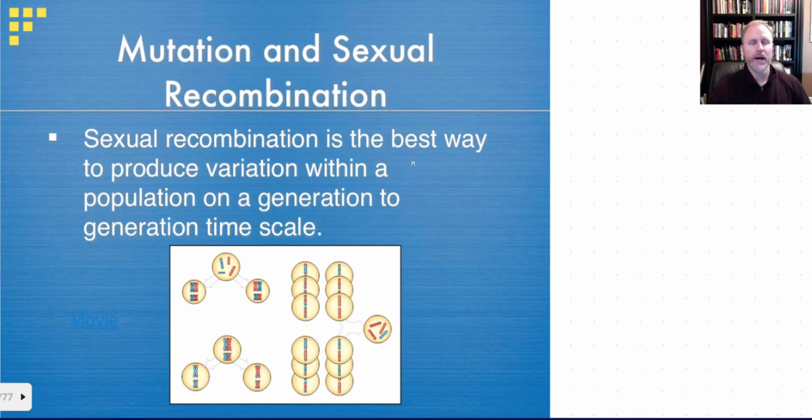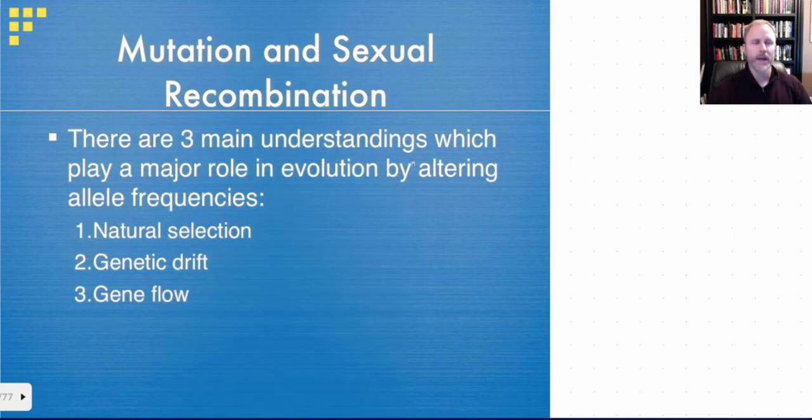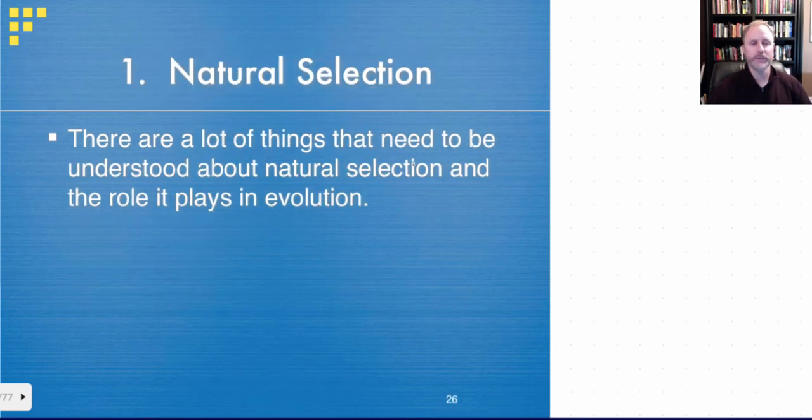Okay, so sexual recombination, crossing over in prophase 1 of meiosis, is where we get a lot of variation occurring on a generation-to-generation scale. And the three main things we need to understand from an evolutionary standpoint, as far as altering the allele frequencies, would be natural selection, gene flow, and genetic drift.